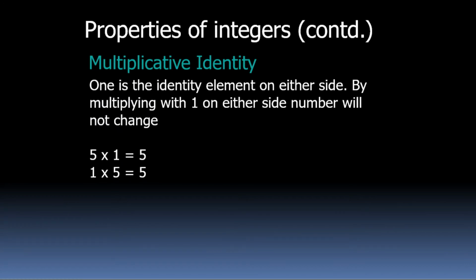The multiplicative identity: 1 is the identity element on either side. By multiplying with 1 on either side, the number will not change. Like 5 is multiplied by 1 or 1 is multiplied by 5. It's not a matter of 5 only, it can be any other number also. The number will remain the same.